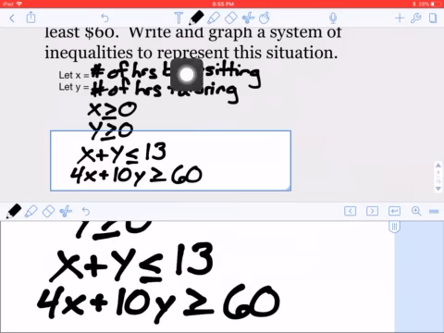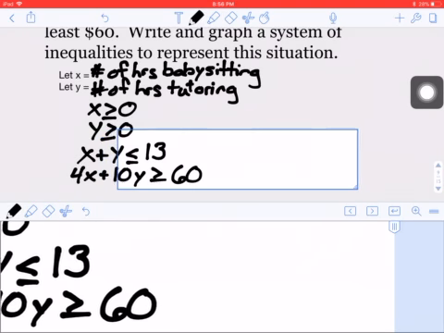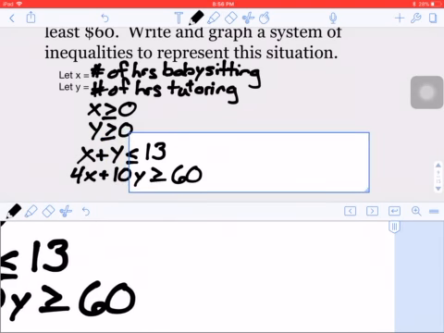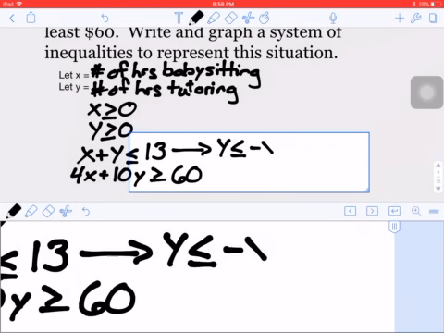But again, we want to graph this system. So I'm going to make these inequalities graphable. And again, I trust that you can handle the math on your own. But again, if you need some help, please see your teacher. And we're going to say that for this guy, Y will end up being less than or equal to negative X plus 13.